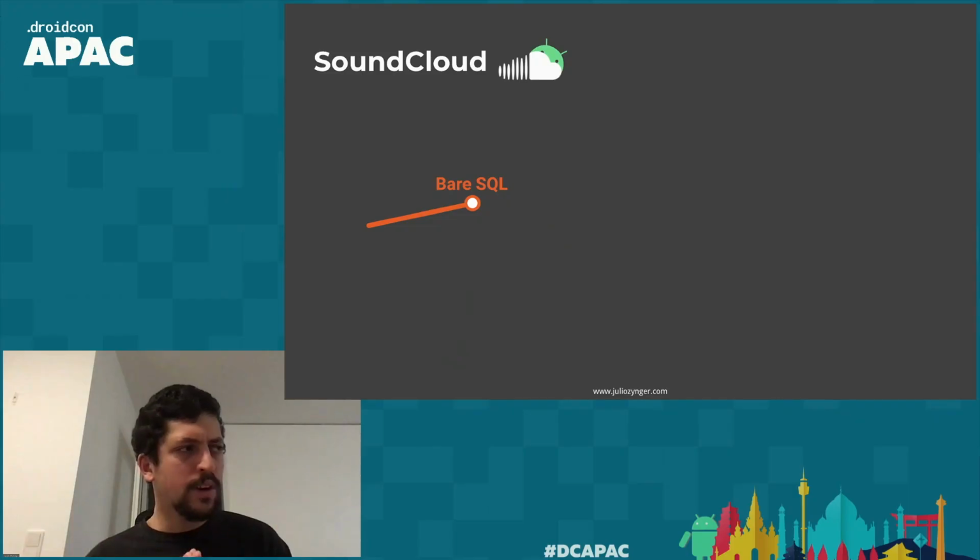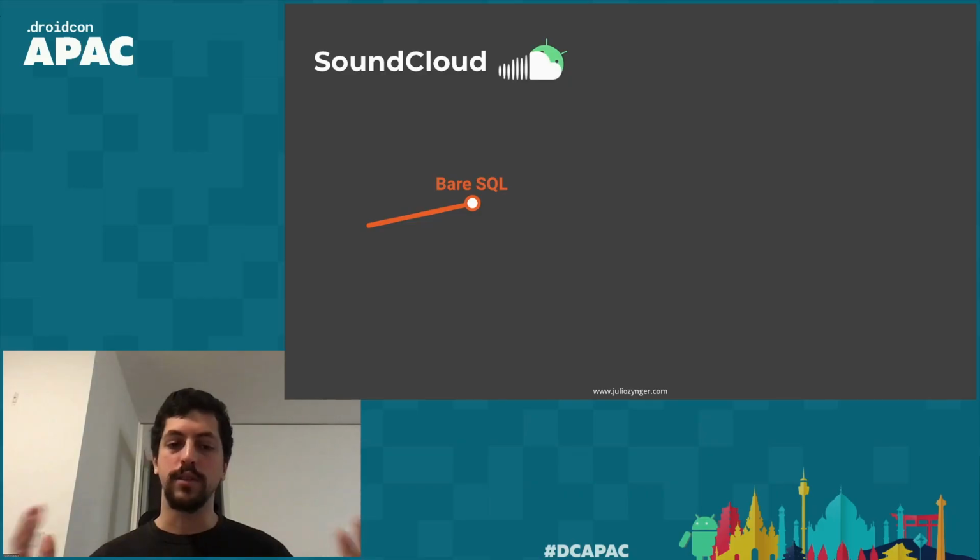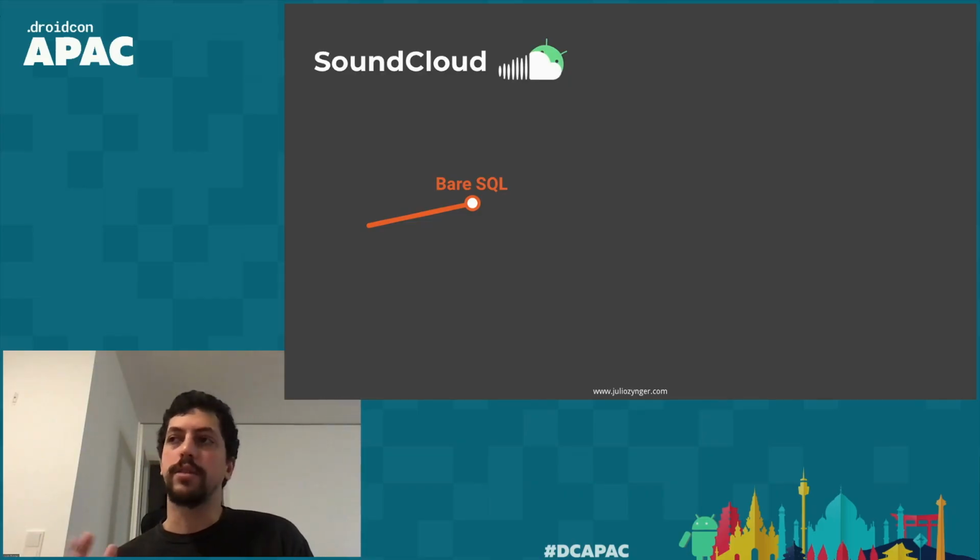So when we started the Android application back in 2009 or 2010, the Android framework was still a baby, and we relied a lot on bare SQL for our queries. For those of you who have been around for a long time, you probably remember the Open Helper APIs and how we were doing select directly from the Java code. That's how it started as well.